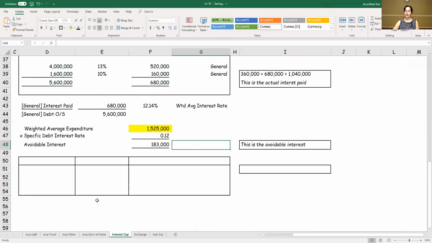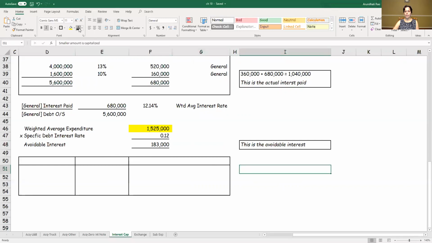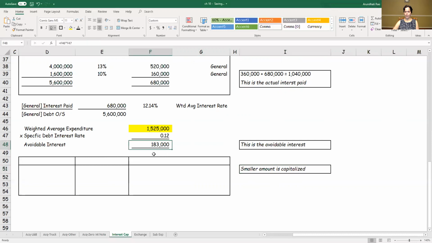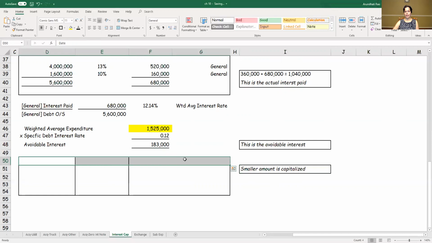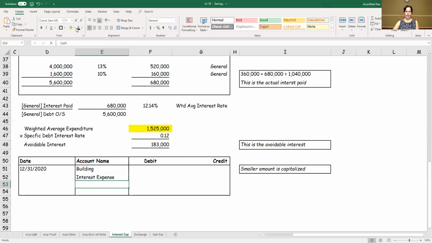Now, which one should I capitalize? So the concern over here is, what amount should I capitalize to building? I always will choose the smaller of the two numbers. My actual interest is 1,040,000. Avoidable interest is 183. So this is the amount that needs to be capitalized. So let me do my journal entry and show you what that's going to look like. To start with, I have the date. On December 31st, 2020, the account I have is building debit. Okay, I have interest expense debit and cash credit.